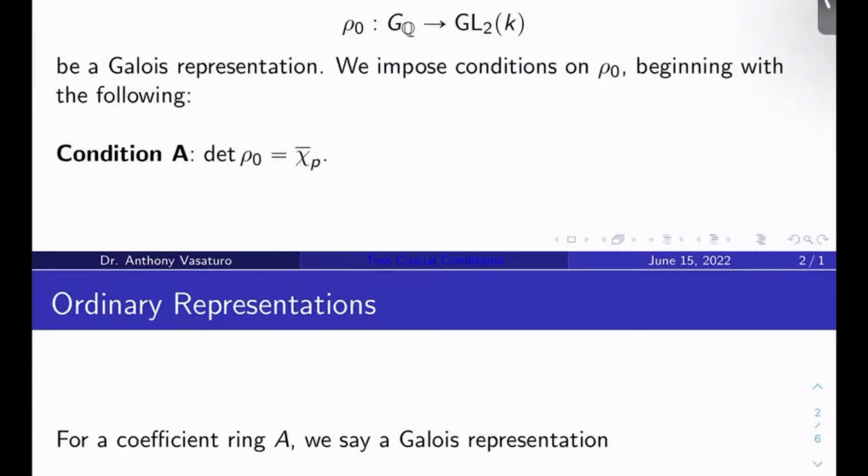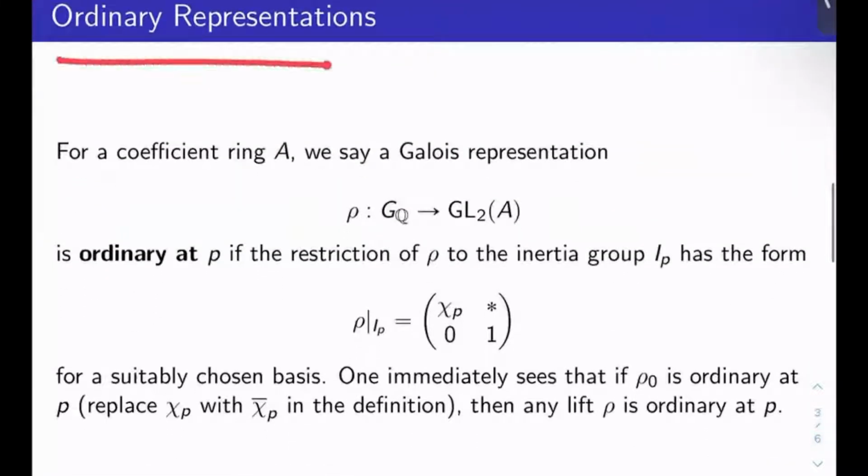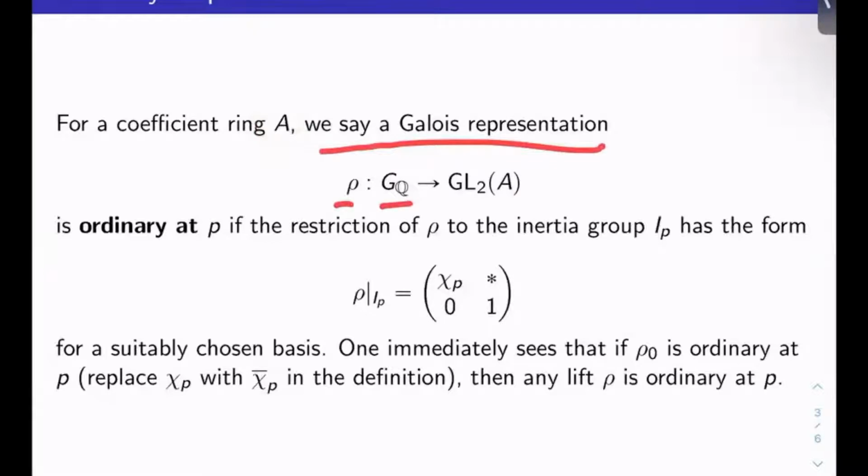Okay. So up next, we'll need some definitions. What's an ordinary representation? Well, let's take a coefficient ring A. We'll say a Galois representation rho from G_Q to GL2 of A is ordinary at P if the restriction of rho to the inertia group I_P at P has the form of a cyclotomic line and a trivial line. So it's upper triangular with a cyclotomic eigenvalue and a trivial eigenvalue.